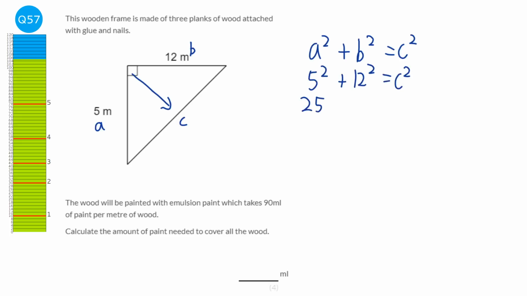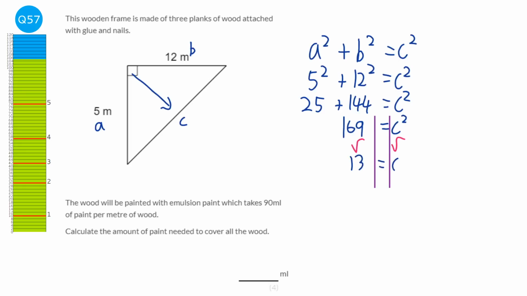5 squared is 25, 12 squared is 144. And so 25 plus 144 is 169. Now that's c squared, so we need to solve here, and the way to solve is just to square root both sides. And so it would be 13 equals c. Because it's distance, we don't worry about the negative 13, so just the positive 13.